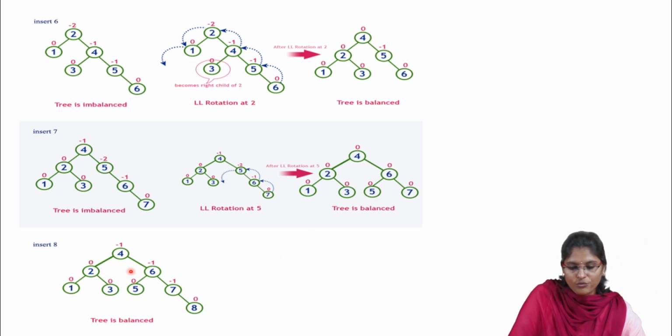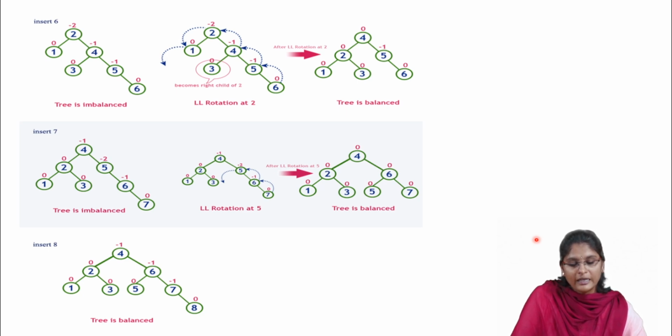And insertion of 8. After inserting 8, there is no change in the balance factors. So the tree is balanced and also satisfies the binary search tree properties. This is the completion of insertion of all the nodes from 1 to 8.